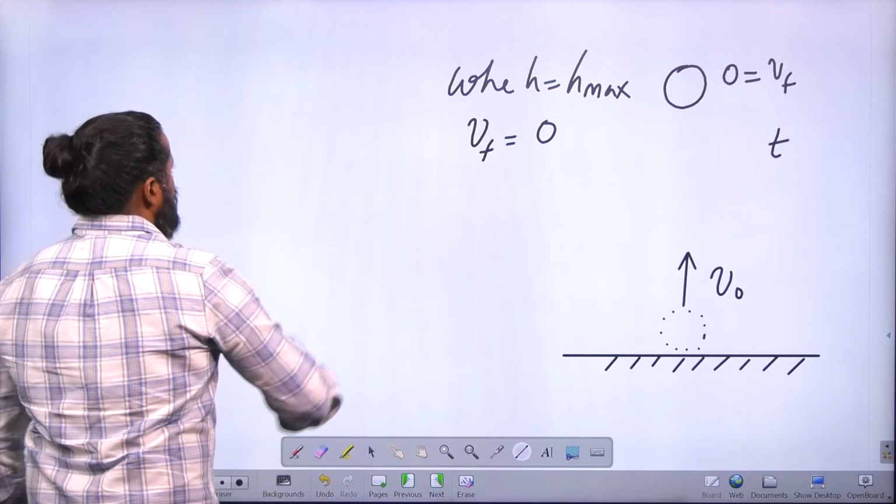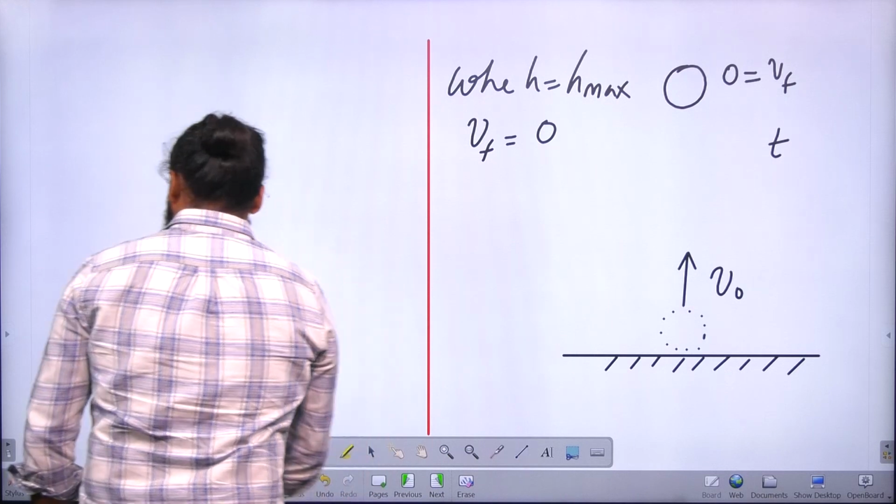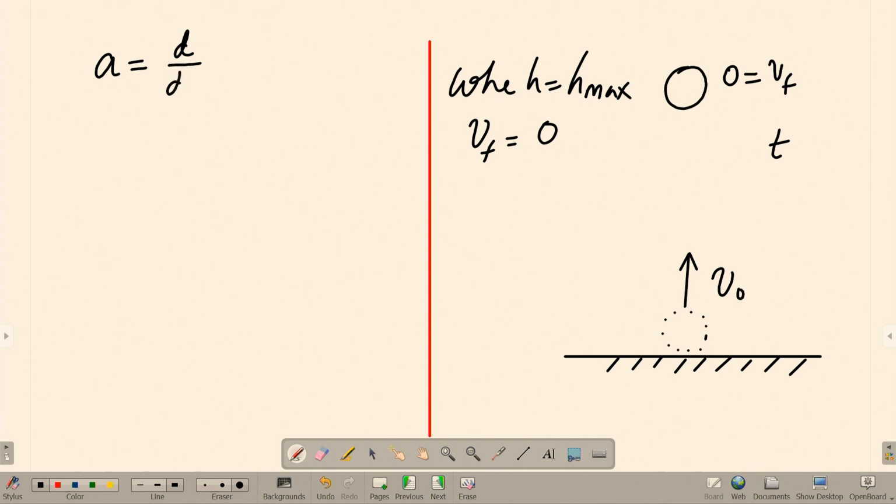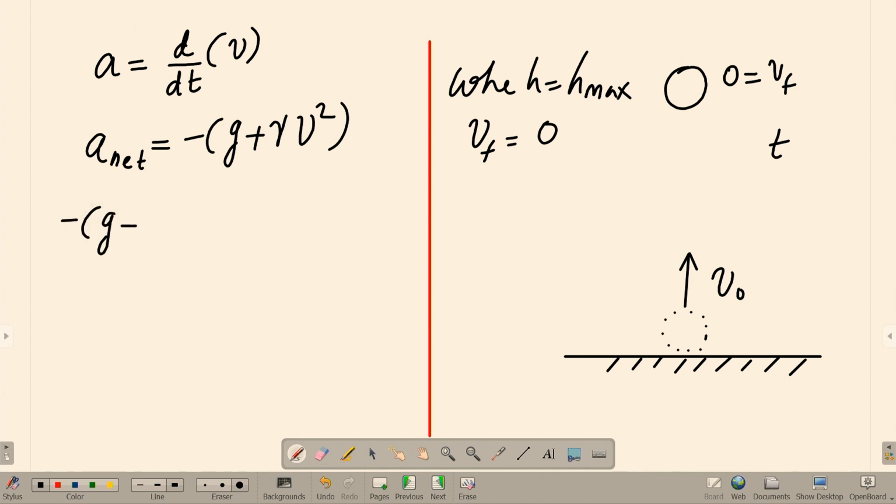First of all, the acceleration. What is the definition of acceleration? Acceleration is d by dt of velocity, right? From our acceleration expression, how much is a net? It is equal to minus of g plus gamma v square. Fine. So now we can do one thing. You can just substitute this equation here. We can see that minus of g plus gamma v square is going to be equal to d by dt of v.